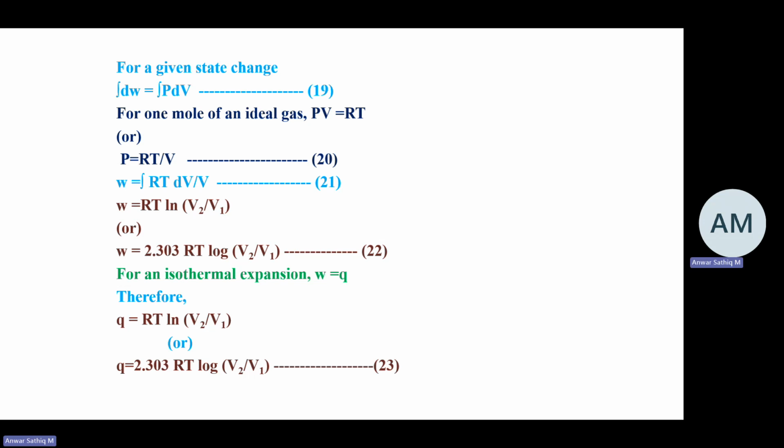That is, when an ideal gas expands isothermally and reversibly, the value of delta E is equal to 0, delta H is also equal to 0, and W is equal to Q, that is 2.303 R into T log V2 divided by V1.